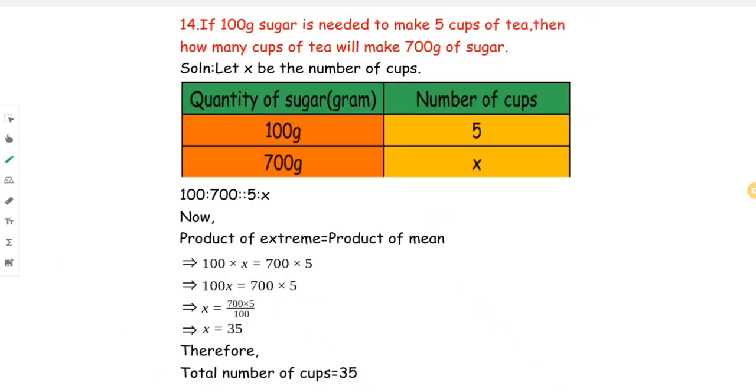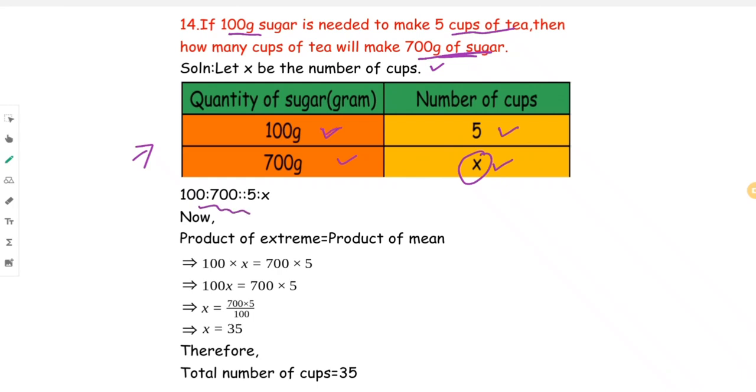Alright, let's do the last. If 100 gram of sugar is needed to make 5 cups of tea, then how many cups of tea can we make with 700 gram of sugar? When we use 700 gram of sugar, how many cups of tea can we make? Since we don't know, I'm going to let x be the number of cups. Now when you look at this table here, quantity of sugar, number of cups, right? So for 100 gram, how many cups of tea can we make? 5 cups, right? We also need to find for 700 gram how many cups of tea we can make. So x, right? So this can simply be written like this.